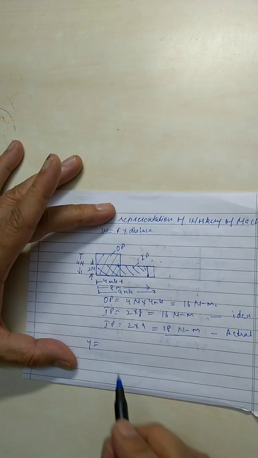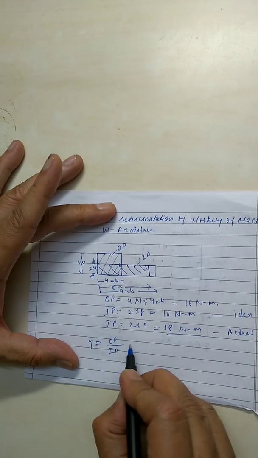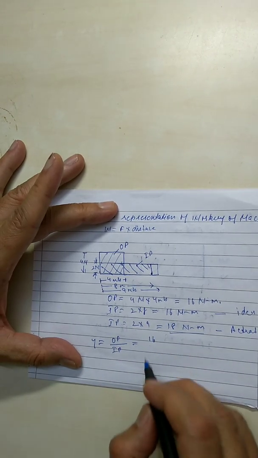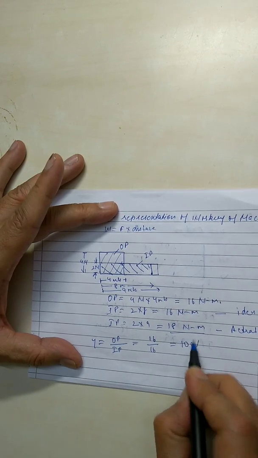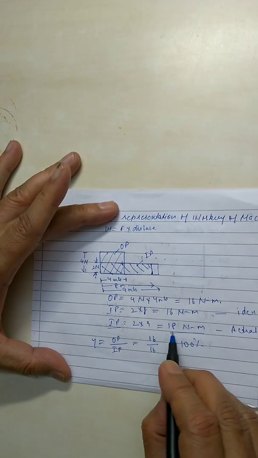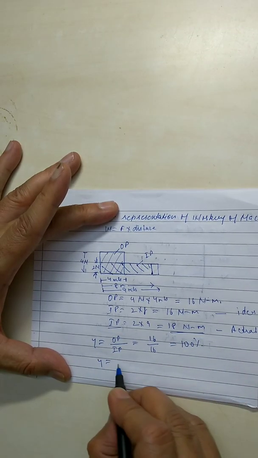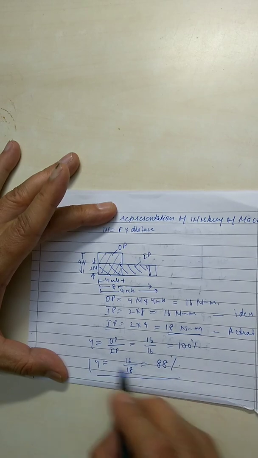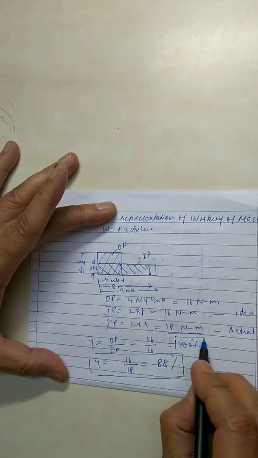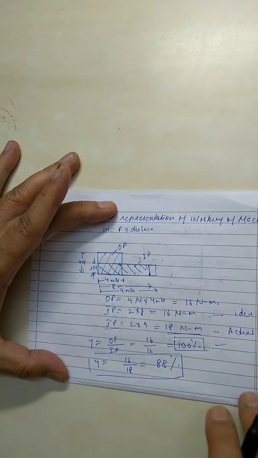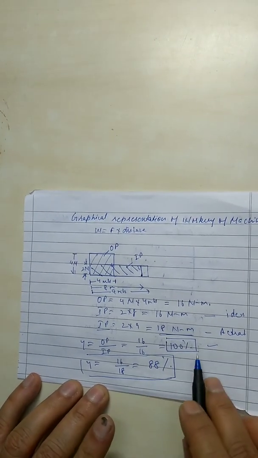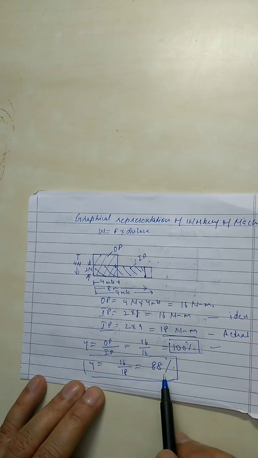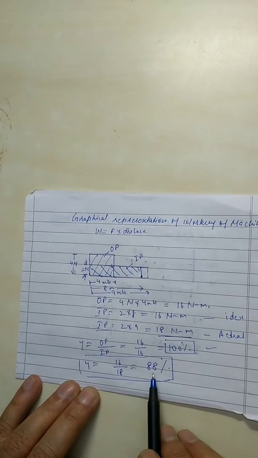Now the efficiency is equal to output upon input. The output is 16, and in case of the ideal machine the input was also 16, so efficiency was 100%. But in case of the actual machine, the input is now 18 Newton meter, so the efficiency becomes 16 divided by 18, which is 88%. This is the efficiency of an actual machine, and this is the efficiency of an ideal machine. So the ideal machine is only a theoretical concept. All the machines we come across are actual machines in which the efficiency is always less than 100%.